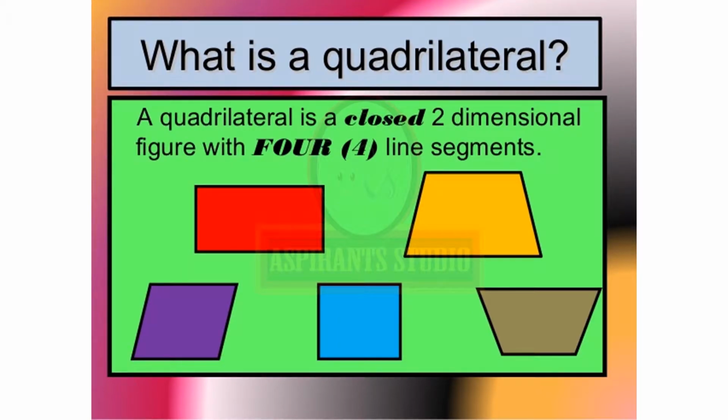What is a quadrilateral? A quadrilateral is a closed two-dimensional figure with 4 line segments.